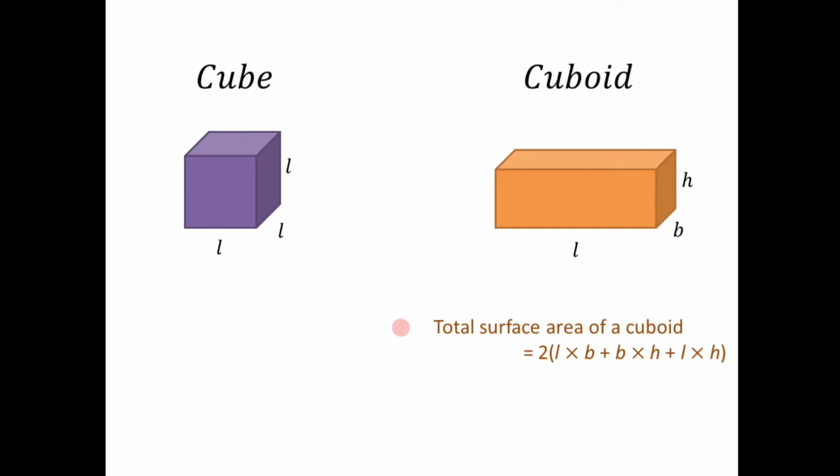Now if we consider the total surface area of a cube, and modify this formula, as the length, breadth, and height for a cube are equal, the total surface area of a cube we get is 6 into L square. So basically the total surface area means the area of all the surfaces of any three-dimensional diagram.